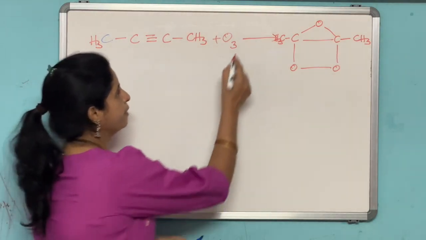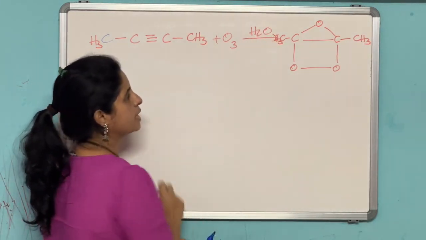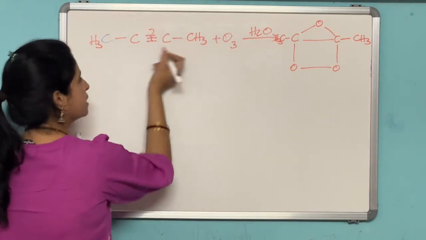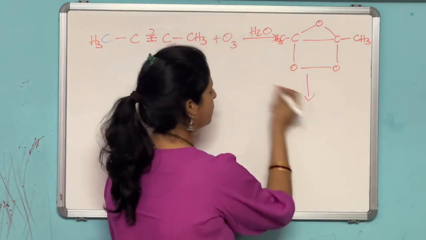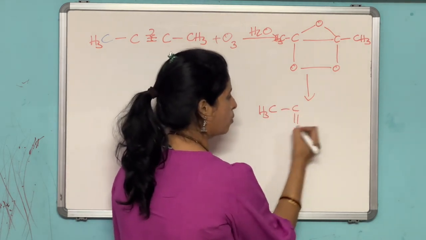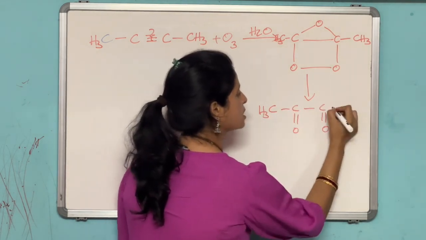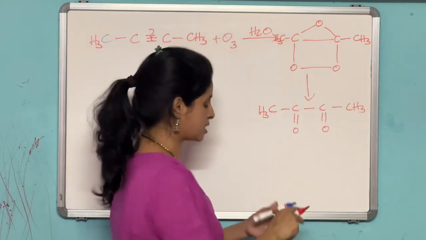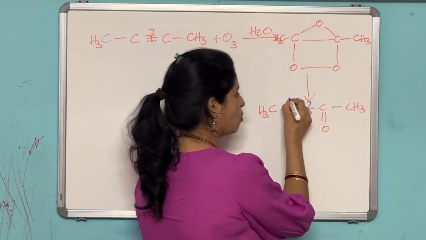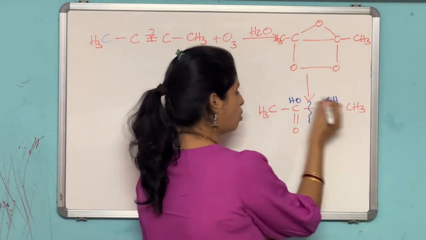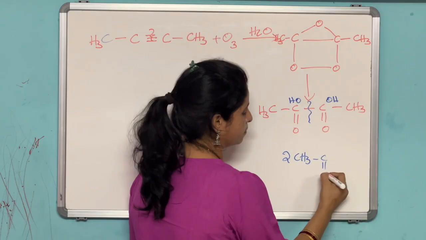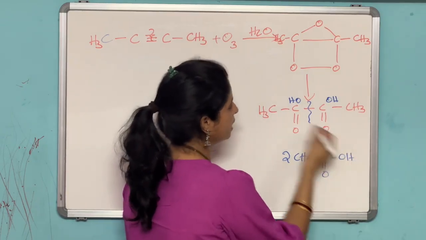Now here, if it is H2O, it will undergo oxidative cleavage. So here how to write the product under these conditions, I told you, just break this bond. And the simple way of writing the product, here it is your CH3, C double bond O, C double bond O, CH3. So if it is an oxidative cleavage, ozone plus H2O, you break this bond also, OH here, OH here. So what you will get? You will get 2 moles of CH3COOH. That's it.